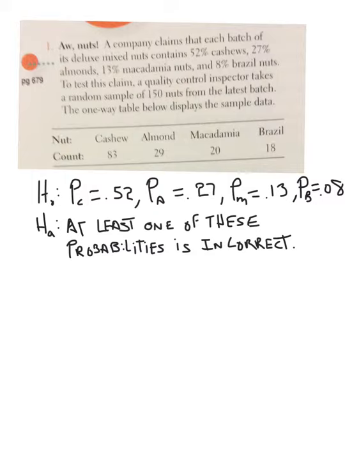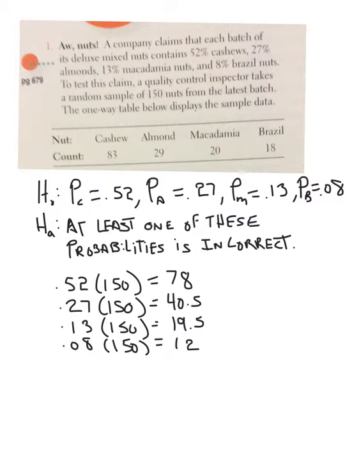So let's do the expected counts. So here we go. Well, if we look at the numbers here, we could just add them up and see what we got. So there's 150 total. I'm going to multiply each one of these probabilities by 150 and see what we get. So this is what I get. And so for the cashews, 78 is what we expect.